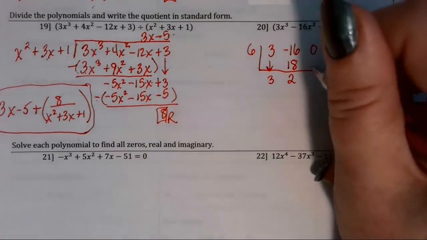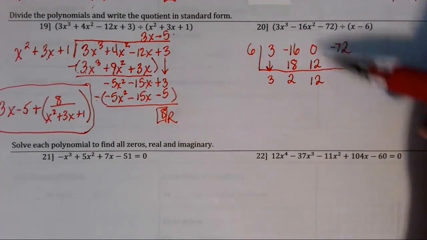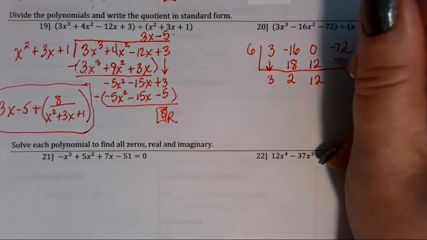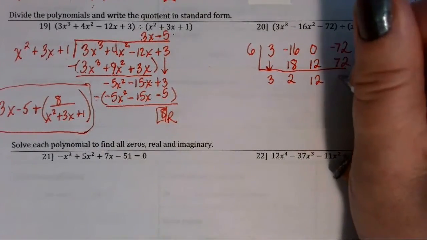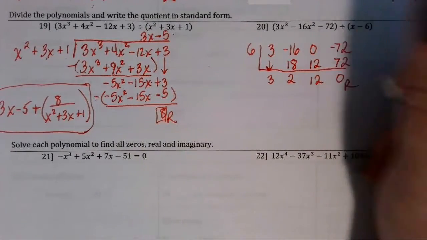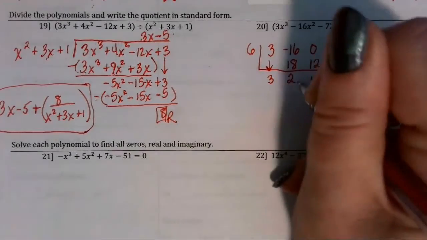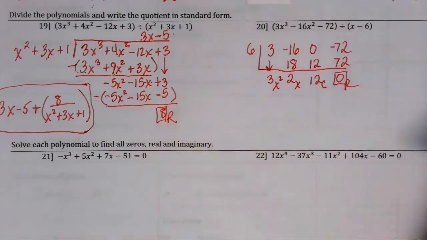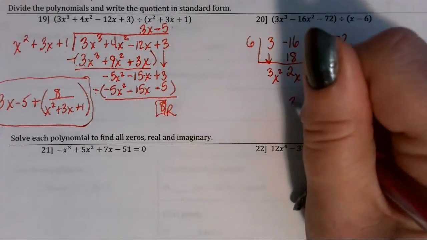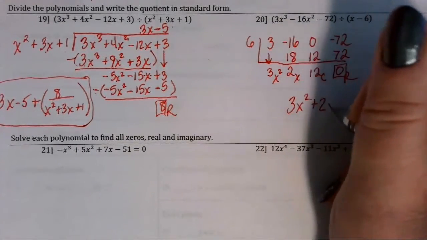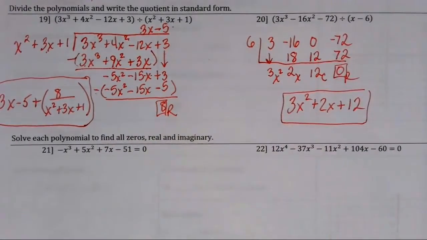Multiply. 2 times 6 is 12. Add 0 plus 12 is 12. Multiply. 12 times 6 is 72. Add negative 72 plus 72 is 0. That 0 is the remainder, and that's preceded by the constant, the x, and the x squared. So the quotient in standard form is 3x squared plus 2x plus 12, and there is no remainder.